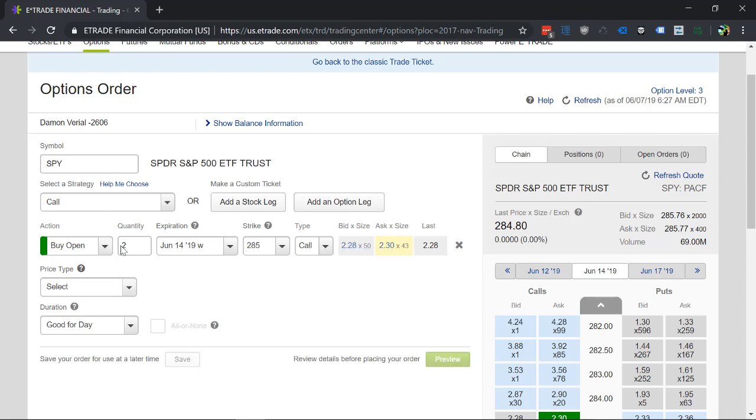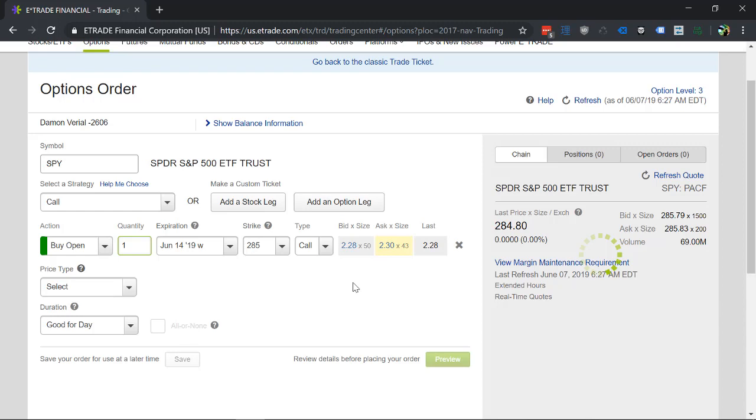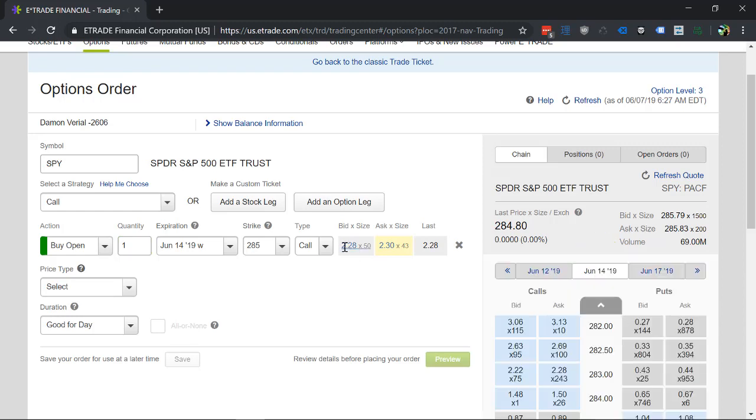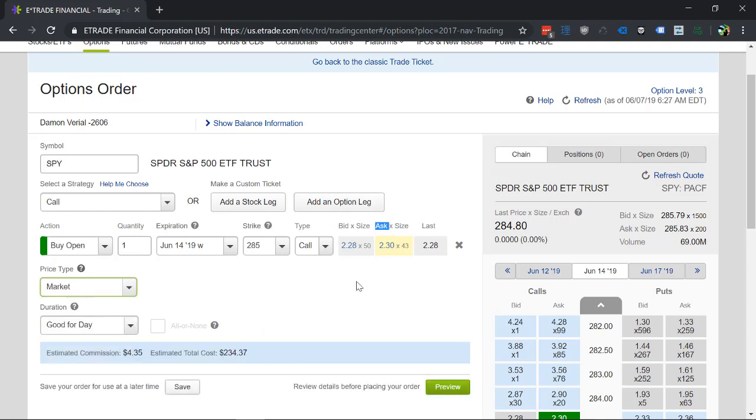Now remember, because 1 contract equals 100 shares, you're not going to be paying $2.28 for the whole contract. Instead, you're paying $228. You need to multiply by 100. But this is essentially what you're paying per share. So this is what is being offered, and this is what is being asked. You can see that the spread, the difference between the bid and the ask, is only 2 cents. And that's a really tight spread. So generally, we're just going to get in at the market price here.